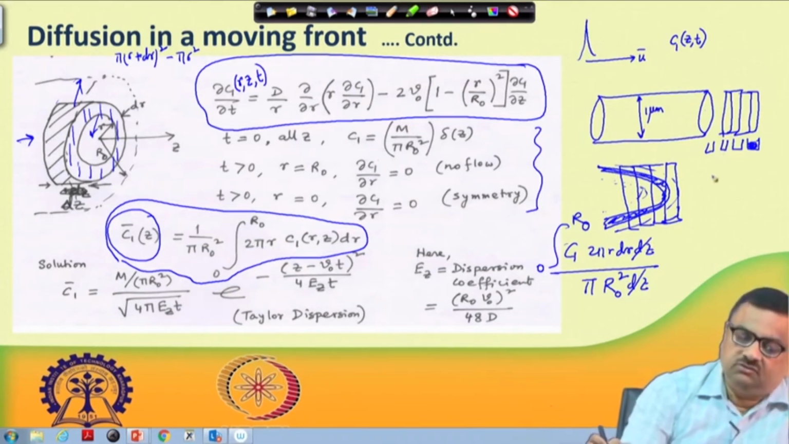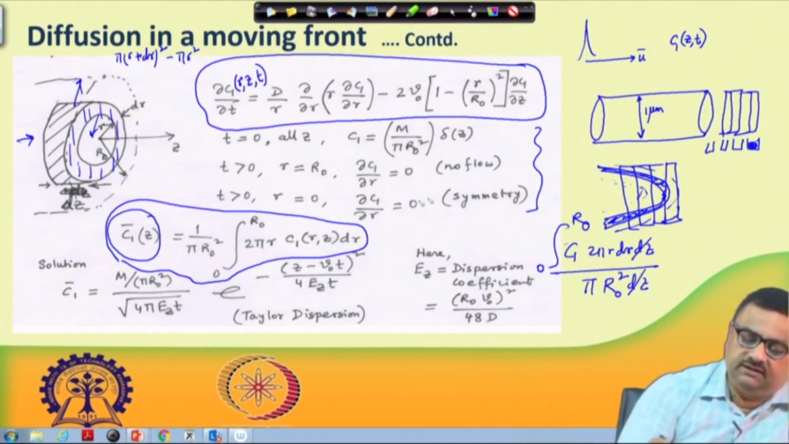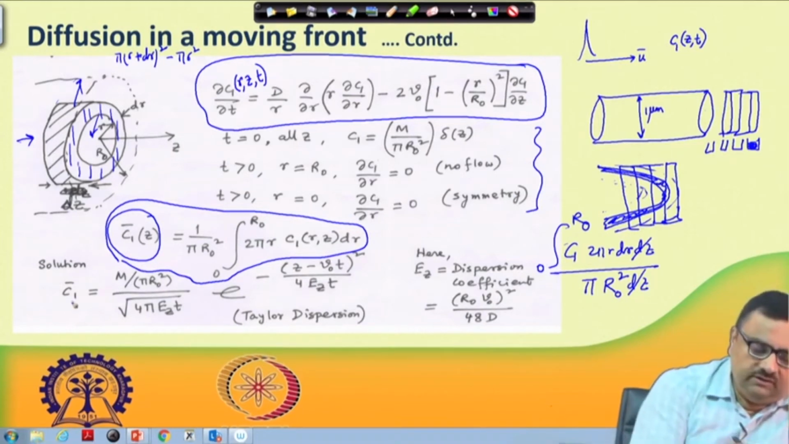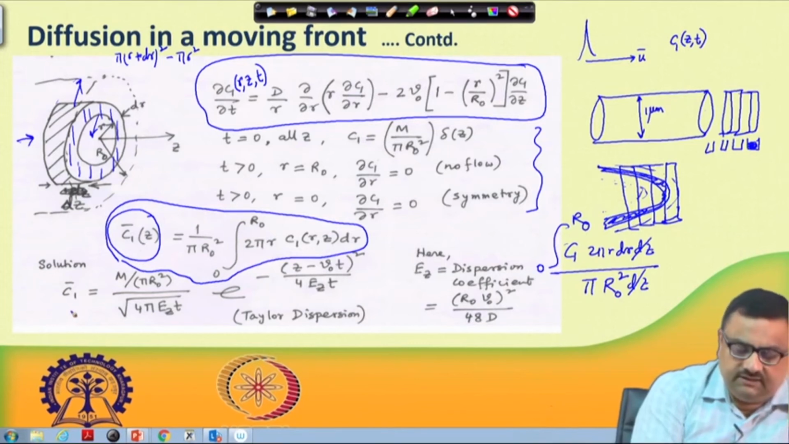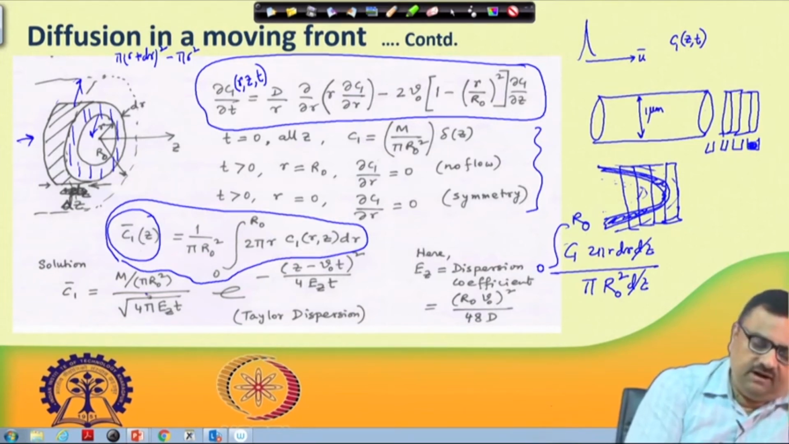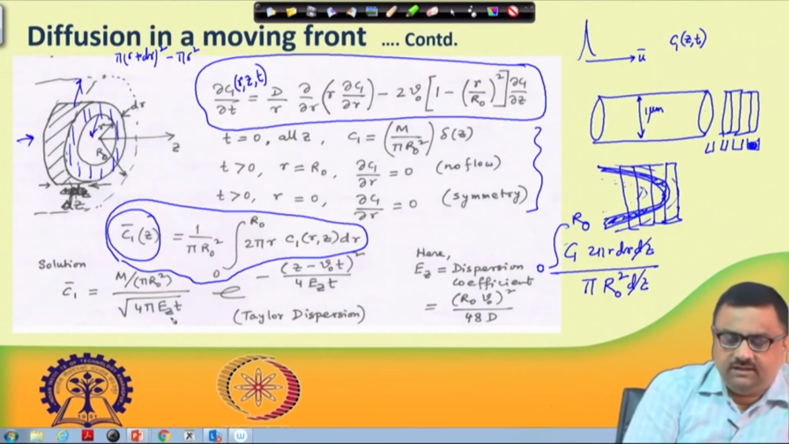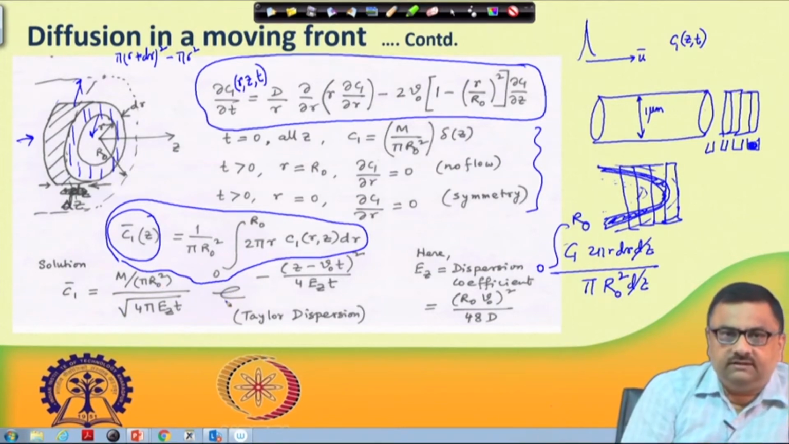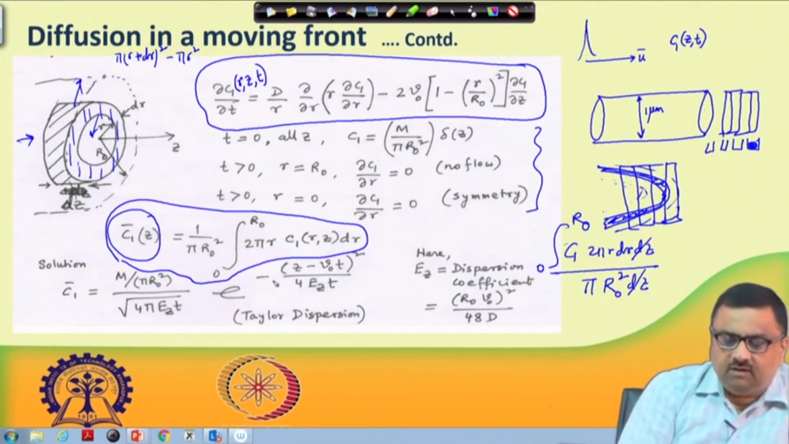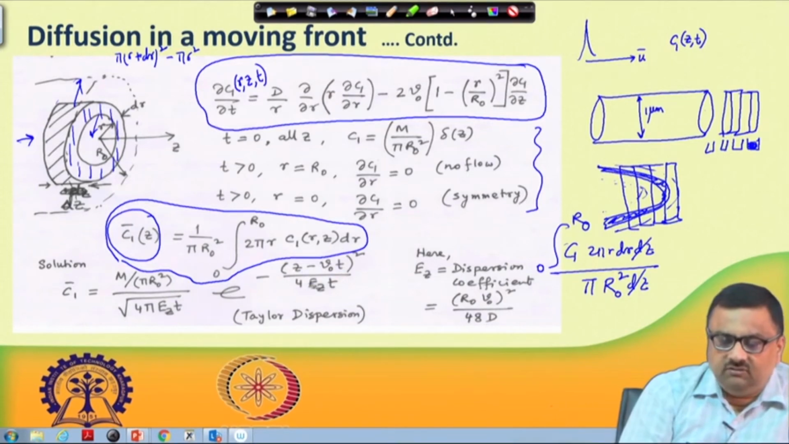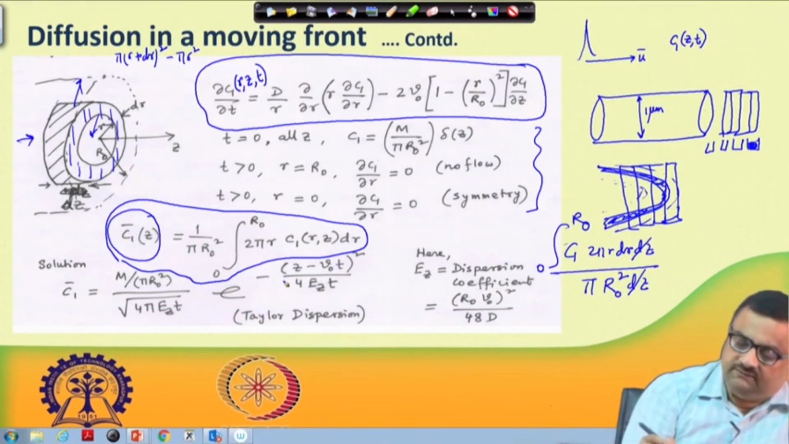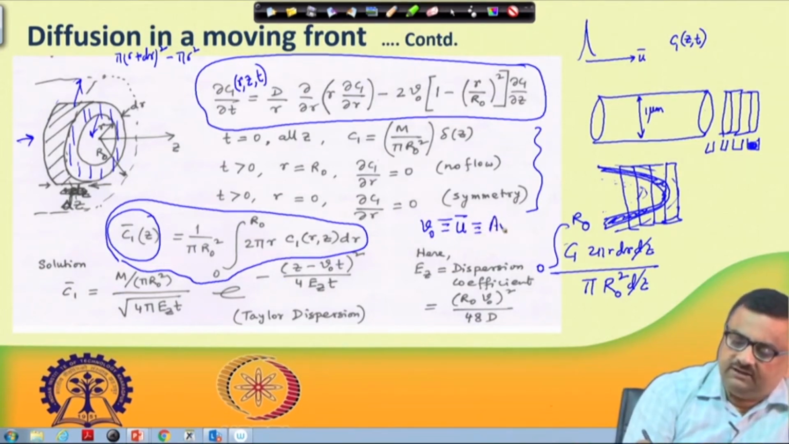Now, what Taylor has shown is, Taylor has solved this equation, and Taylor has shown that the C1 bar as a function of z, that is written here, is m divided by pi r naught square, divided by square root of 4 pi Ez t, e to the power, this is the exponential term, minus (z minus v naught t) whole square divided by 4 Ez t. Here v naught is the same as, earlier we had talked about, u bar, the average velocity.